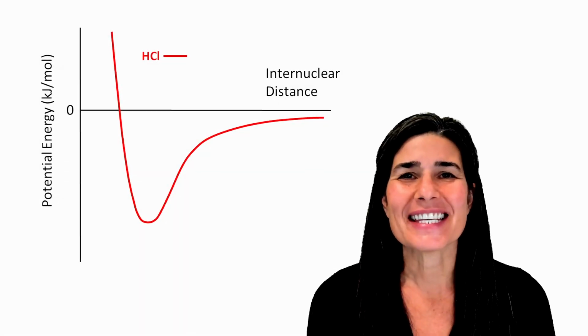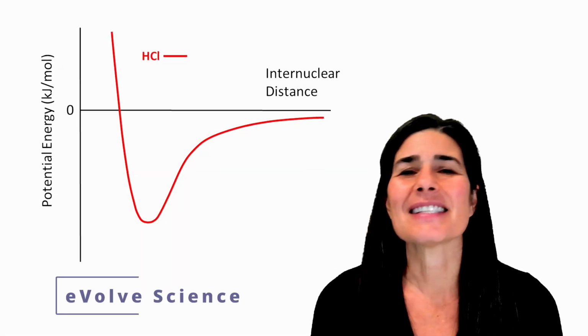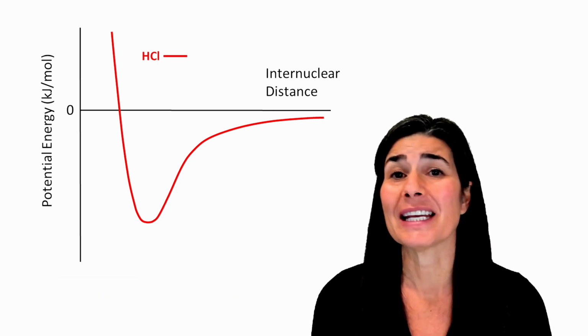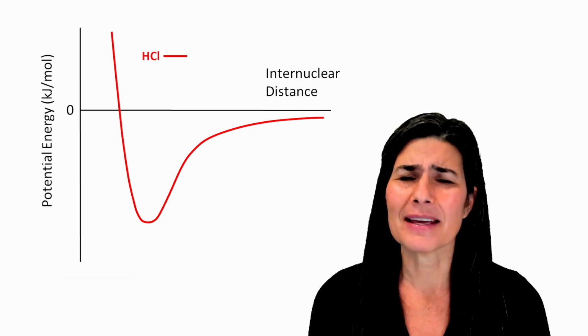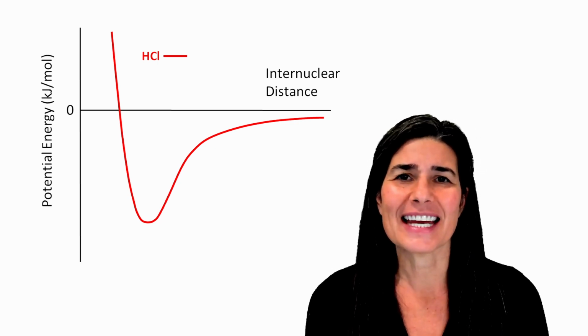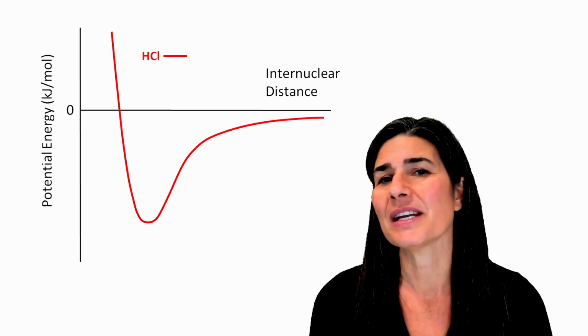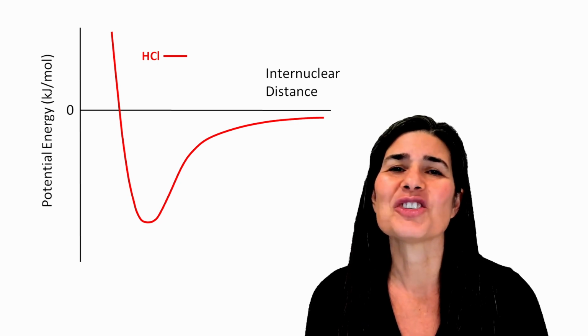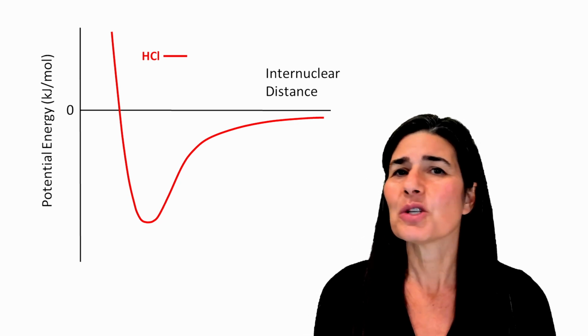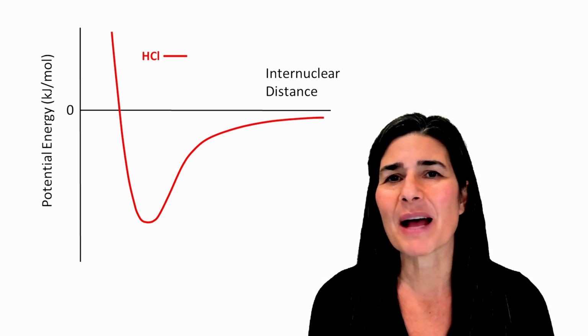Okay, let's try this example. They've given us a potential energy diagram for the bonding that occurs between H and Cl in the hydrogen chloride molecule. They'd like us to go ahead and sketch in the curve that would exist for the HF molecule or the HF bonding process. So the first thing I always look at is bond order.